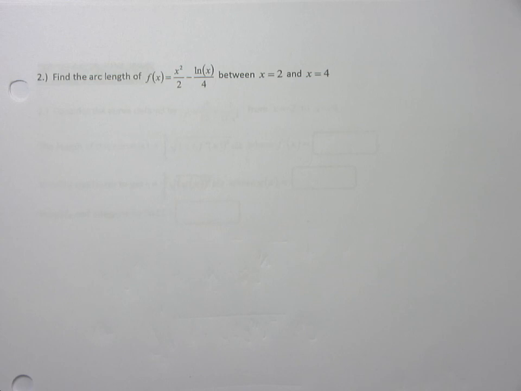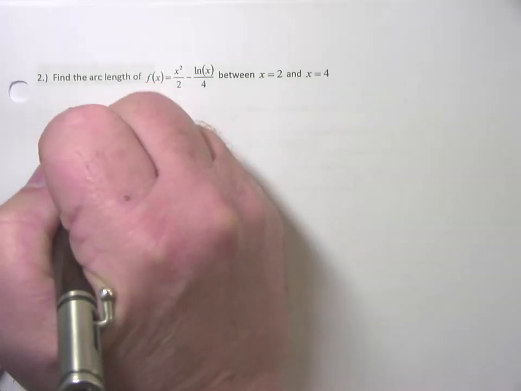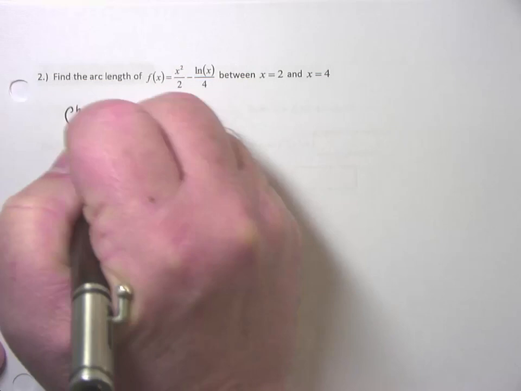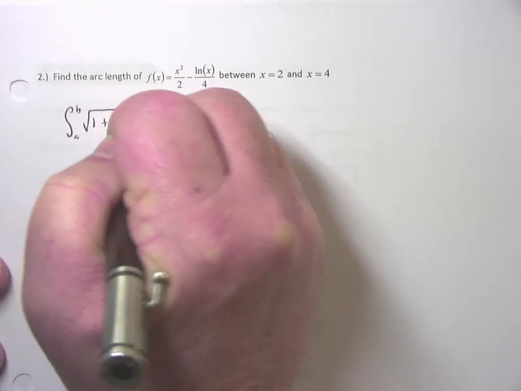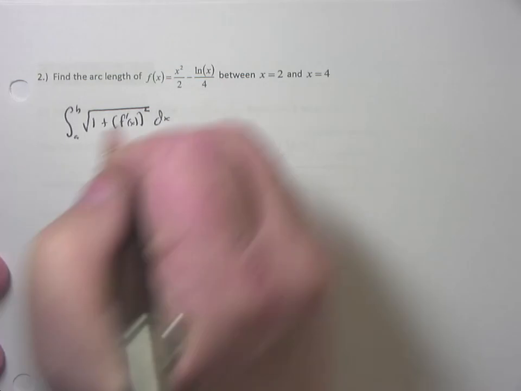First things first. It says arc length, so you have to know your formula, and you have to know which formula to use. Because this is a function in terms of x, the formula is going to be the integral from a to b of the square root of 1 plus the derivative of my function squared dx.